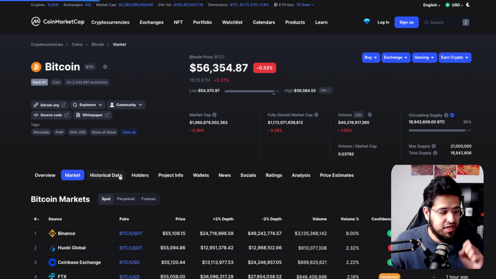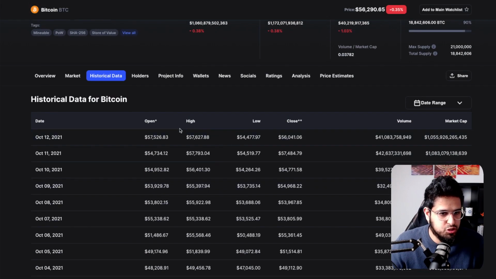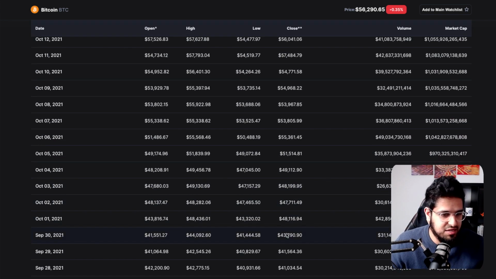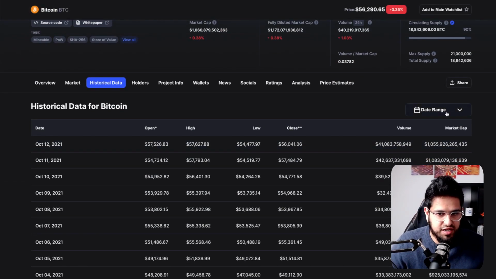You can also click on historical data, and that will give you some useful snapshots about the open, high, low, and close prices on certain dates. So if you wanted to remember what was the high last month, you can scroll down, take a look in September, and see what the high was. Okay, so really useful there for you to look at. You can even select a manual date range using date range here.